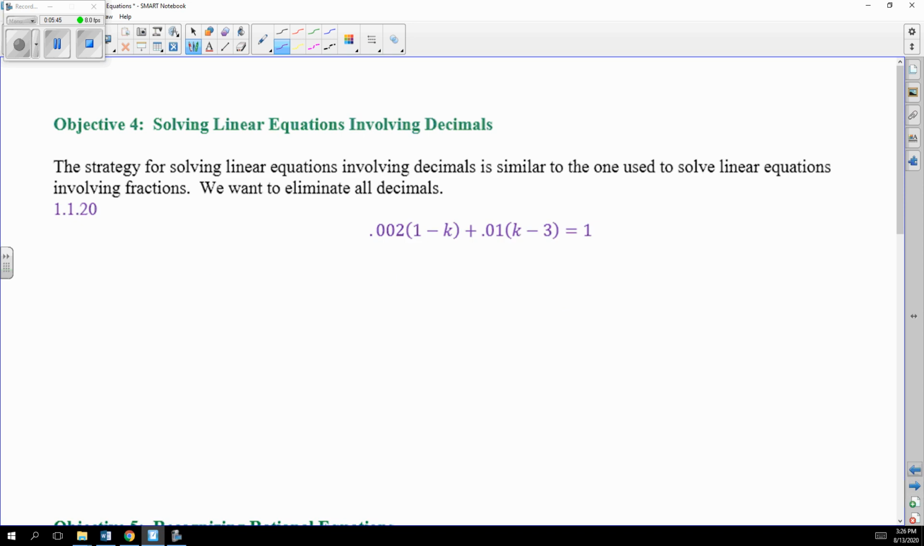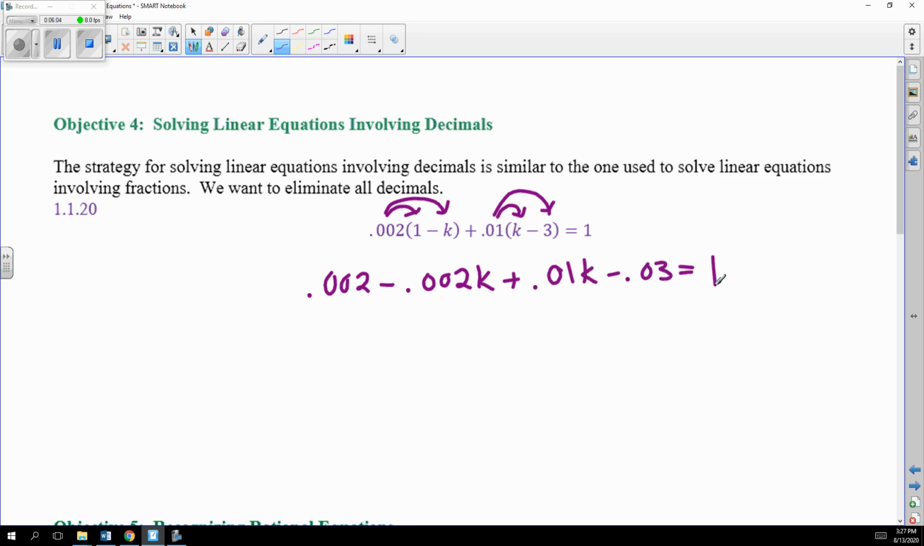Okay, so let's solve a linear equation involving decimals. There are a couple of these in your homework, so I'm going to go ahead and distribute. Again, that's the first thing I'm going to do. 0.002 minus 0.002k plus, and I'm going to have to distribute 0.01, plus 0.01k minus 0.03 equals 1. If you'd like to clear out your decimals, you certainly can, but you're also allowed to use your calculator if you want to. So what I'm going to do next is combine these two like terms right here.